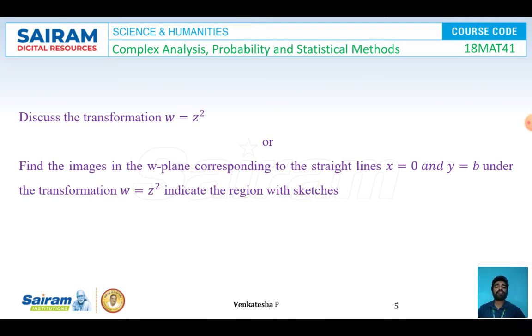The first transformation is w = z². Discuss the transformation w = z², or find the images in the w plane corresponding to the straight lines x = a and y = b under the transformation w = z². Indicate the region with sketches.